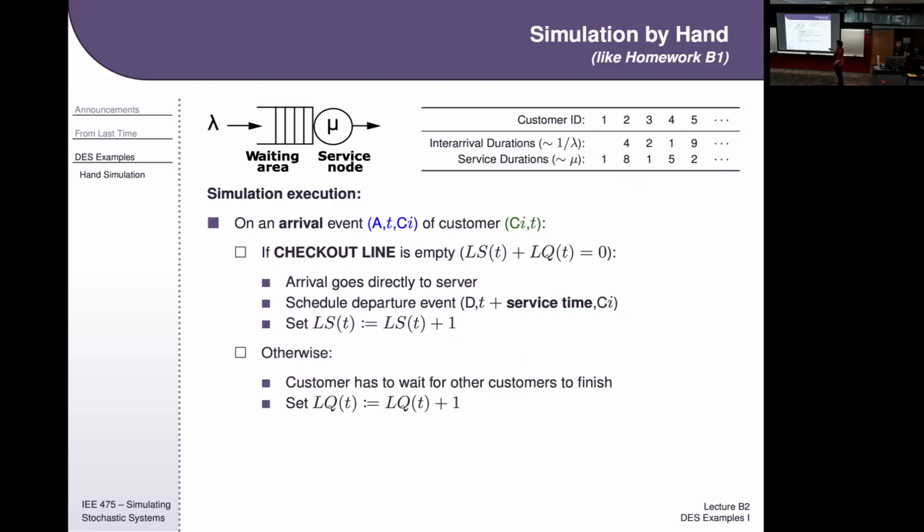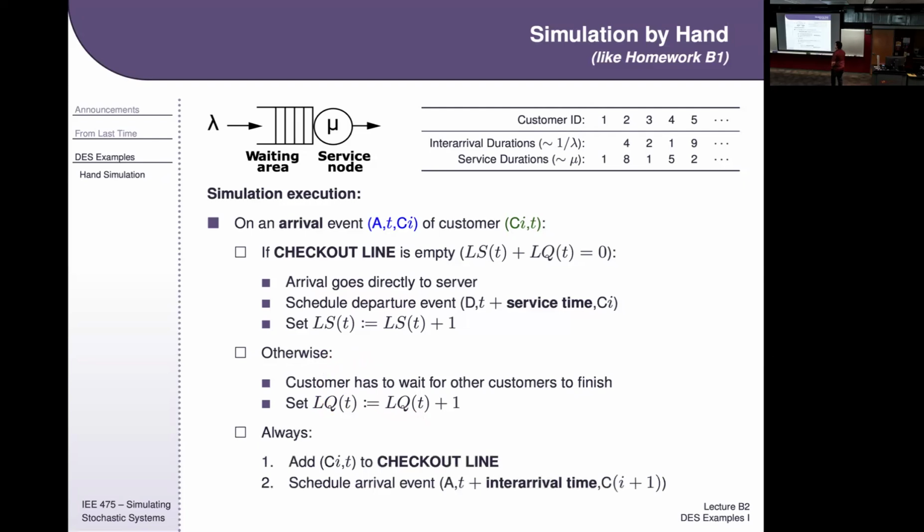Otherwise, if the checkout line is not empty, then that means the server is being used. At that point, we can do a lot less. The customer has to wait. So we're going to increase the LQ state variable by 1, the number of customers waiting. And that's pretty much all we can do with this customer, because we don't know when they'll actually get into that server. And then we always put the customer in the checkout line, and we always schedule the next arrival.